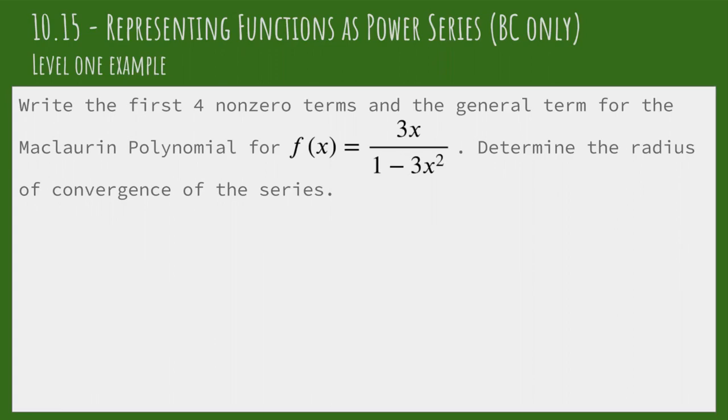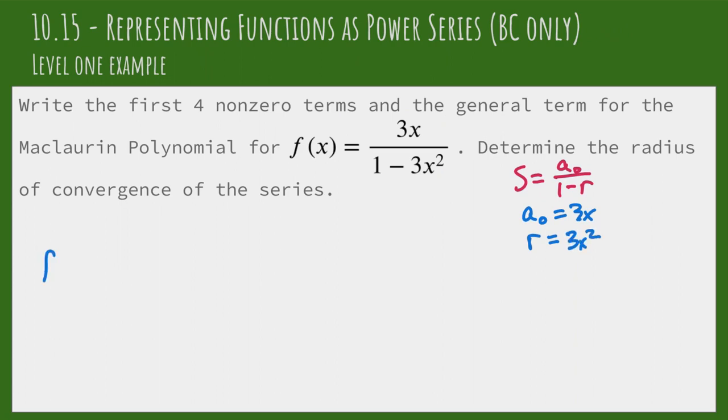Hello, Mr. Betts here. I want to take a look at a couple examples where we are writing the Maclaurin polynomial for a function, and that function is represented as what could be interpreted as the sum of a geometric series. If you remember, the sum of a geometric series is the first term over 1 minus the common ratio. So if we have a function that's in a form like that, then we can say this is equal to that if we make the first term equal to 3x and we make the common ratio equal to 3x squared.